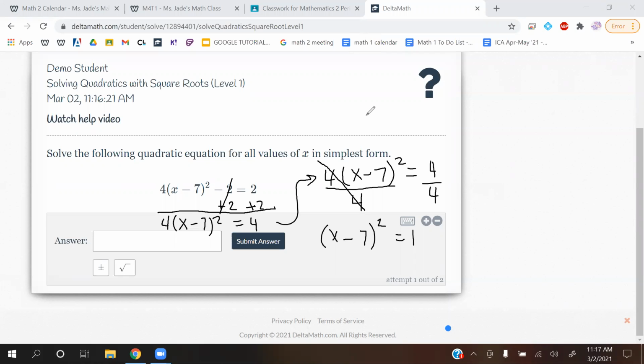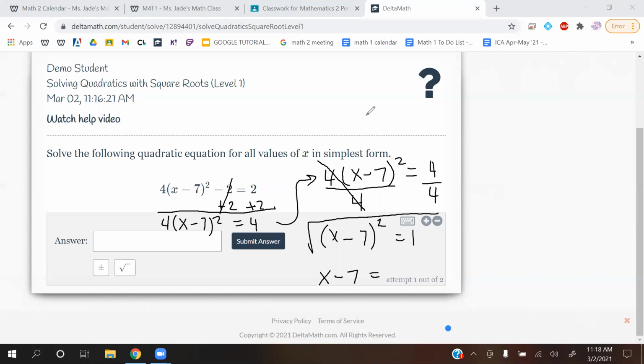After this, now that our parentheses is being squared, we can square root both sides. I'm just going to write it like that, square root everything. And then the square root and the square will cancel with each other, so you get x minus 7 is equal to the square root of 1.